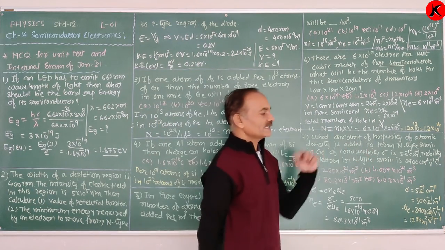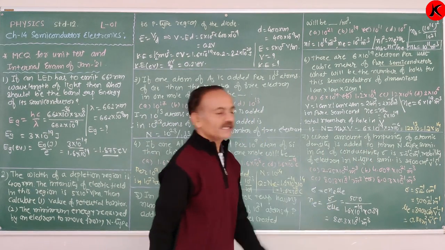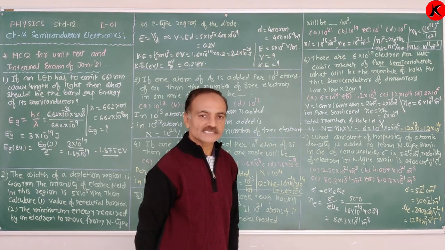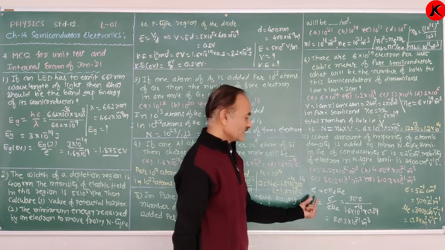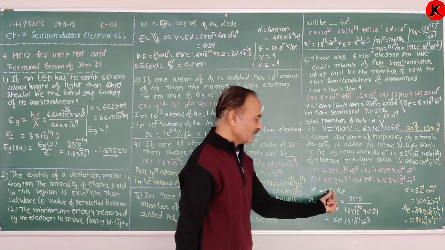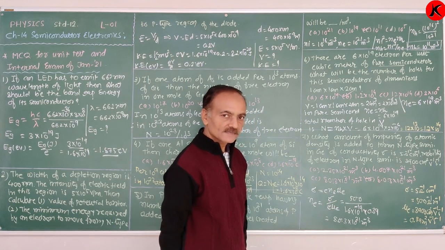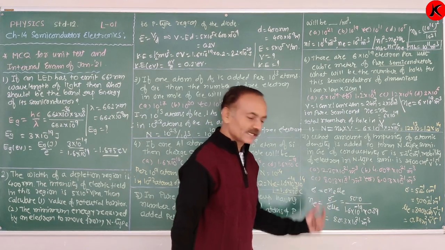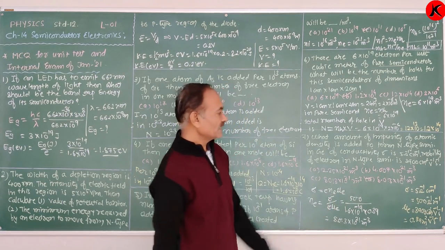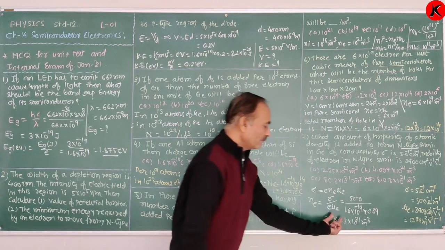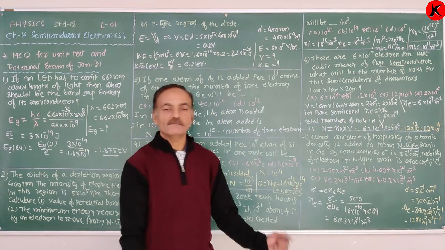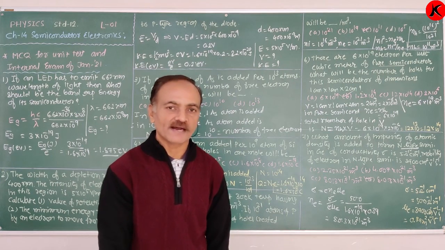Here we have to form the N-type semiconductor, therefore the number density of the electron is required. If you want to form the P-type semiconductor, then sigma is equal to E into Nh into mu h, and at that time we find out the number density of the hole. But here we have to form the N-type semiconductor, therefore the number density of the electron, or the number of electrons per unit volume, is required.